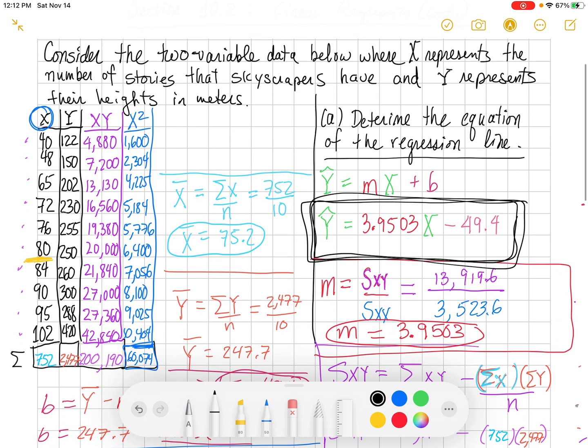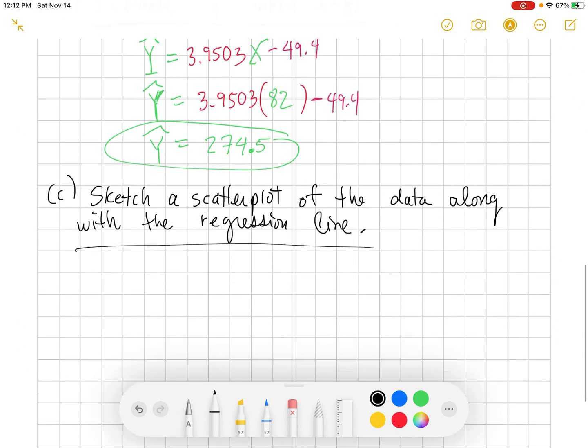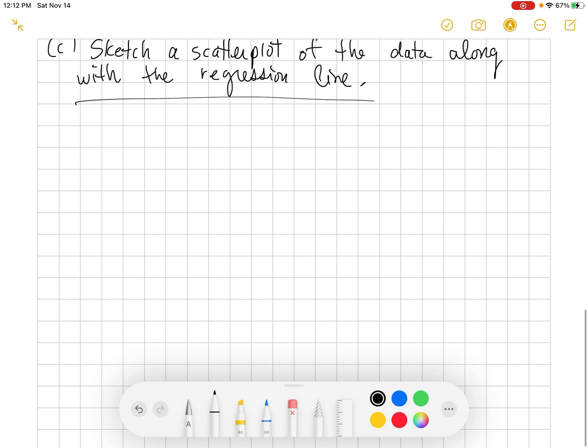So let's go back and look at our data. The smallest x value was 40, the largest was 102. I'm going to go by tens on the x's. And on the y's, it goes from 122 to 420, so maybe I'll go by 50s. I'll go by 50s.